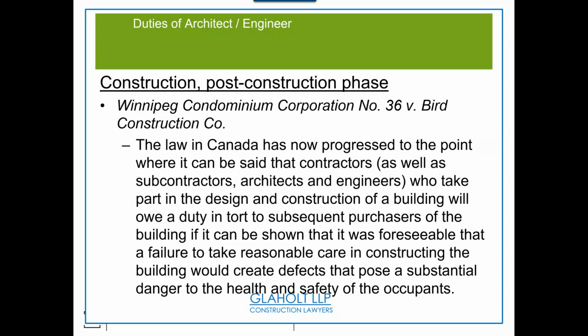So law of Canada has now progressed to the point where it can be said that contractors, as well as everybody on their team who take part in the design and construction of a building, will owe a duty in torts, so that's a duty of expectation, to the purchasers of the building if it can be shown that it was foreseeable that a failure would happen due to how they constructed. So isn't that intriguing? If it can be proved that a failure was foreseeable and the contractor didn't take action to fix, they are negligent.